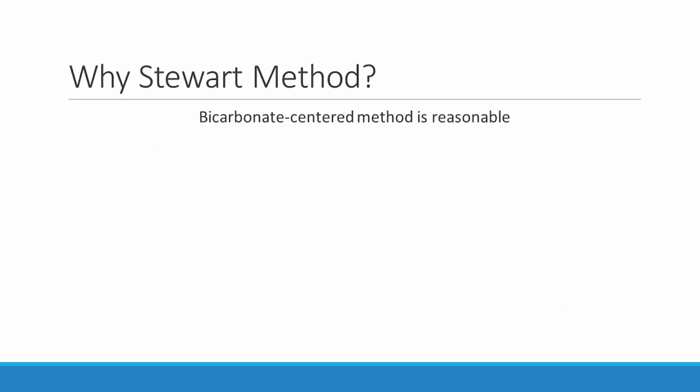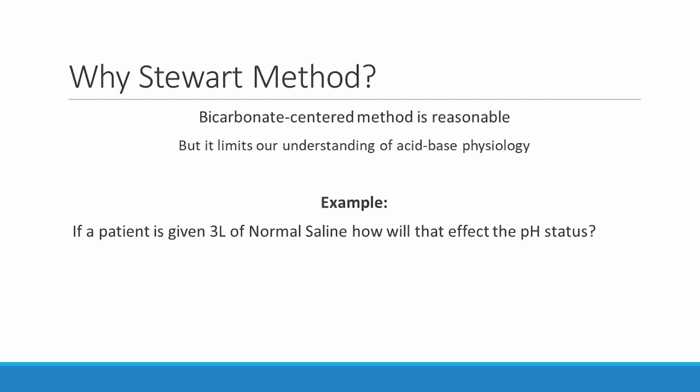So why the Stewart method? Why use this method? The bicarb-centered method is reasonable, but I feel like it limits our understanding of the acid-base physiology. So one example would be, all right, you've given this patient 3 liters of normal saline. How will it affect the pH status using your understanding of the bicarb-centered approach? People will say, oh, it dilutes out the bicarb, but it also dilutes out the hydrogen ions because it's just sodium and chloride.